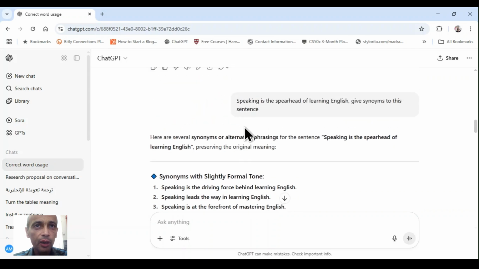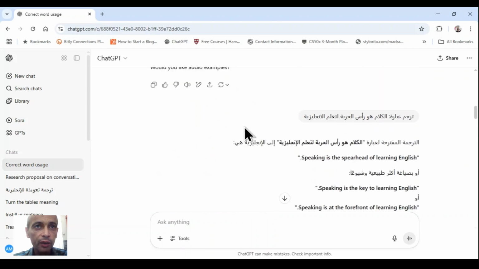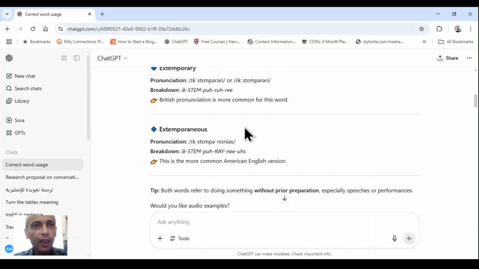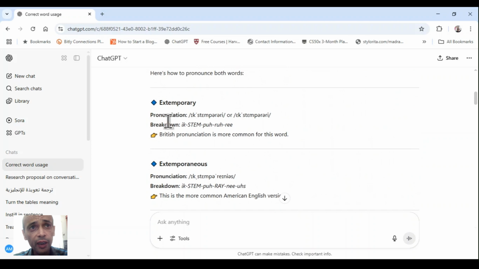This is also a word that I used. I consulted ChatGPT. I wanted to say that while speaking, you speak things without any preparation. So not all the videos you make while practicing speaking are made without preparation. Some of them, you remember something you want to consult, like extemporary. Extemporary means to do something without preparation.